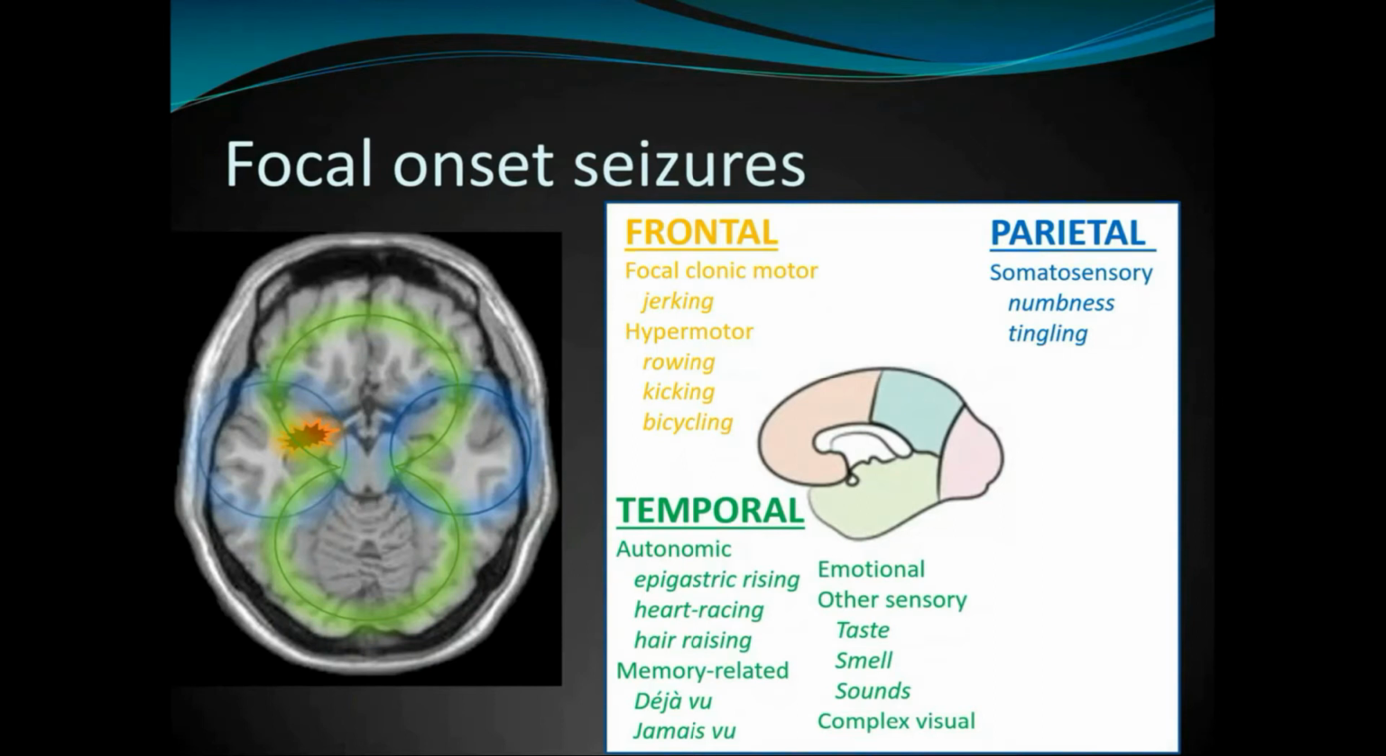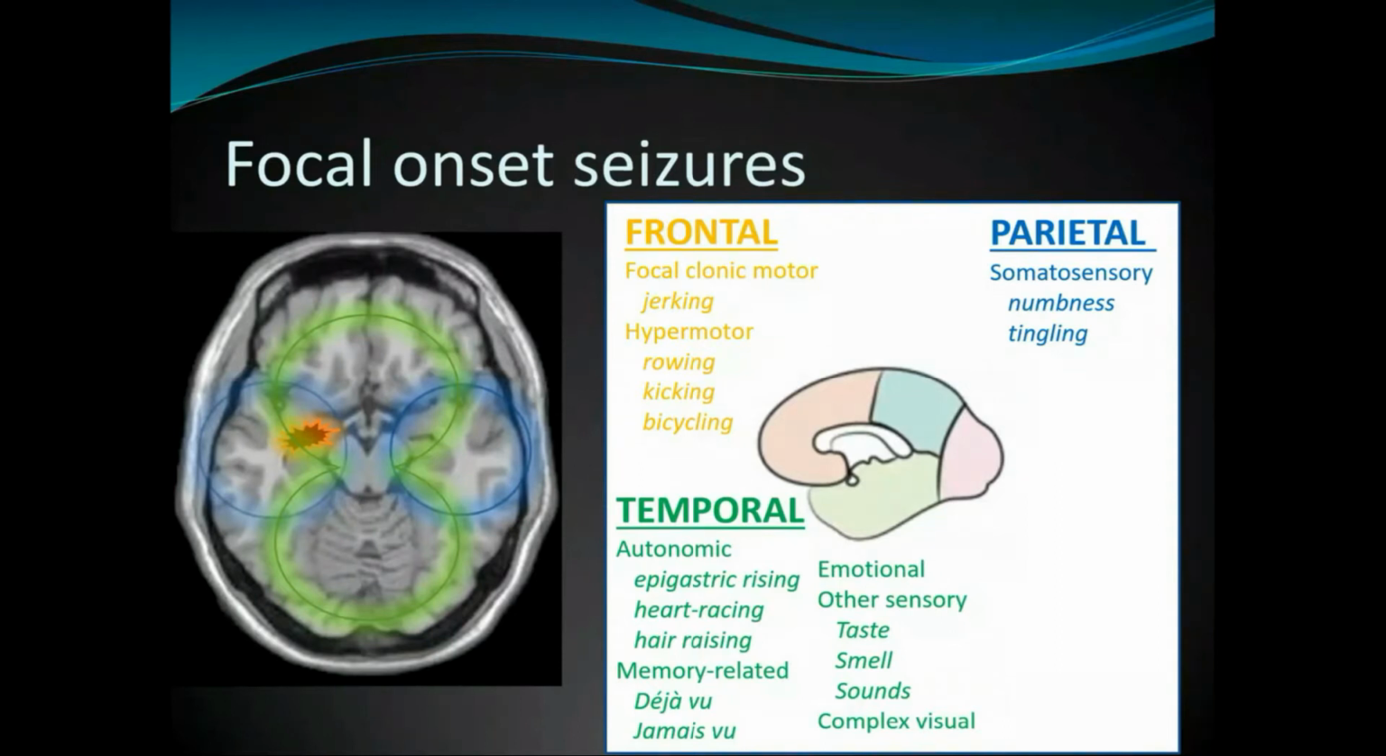But a person might experience things like a rising sensation in their stomach, as though they're on a roller coaster. They may feel heart racing or hair raising sensations. They may experience something memory related, so something called déjà vu, which is a sense as though you've been there before, or a sense of familiarity when you're experiencing something that's not familiar, a situation that you've not really been in.